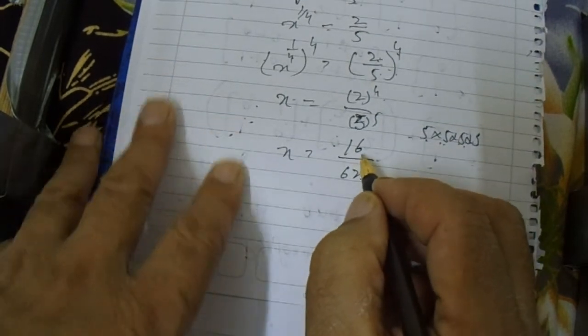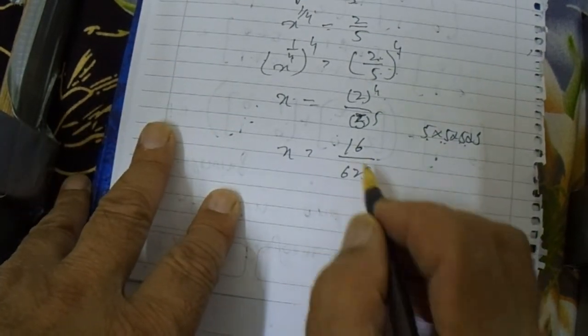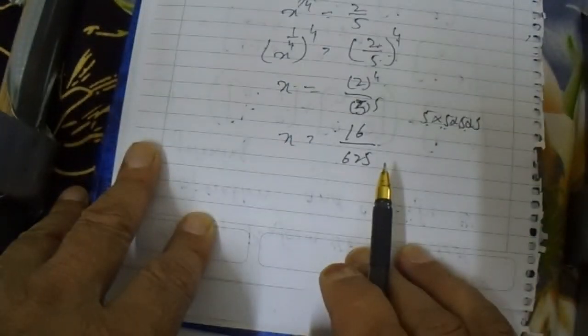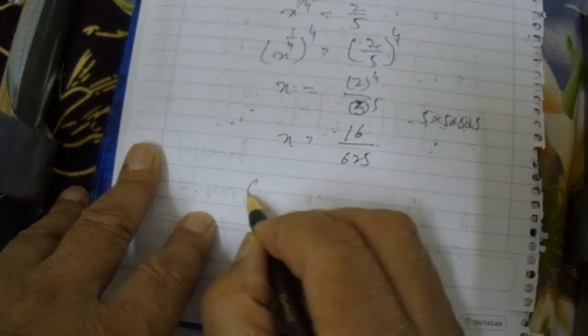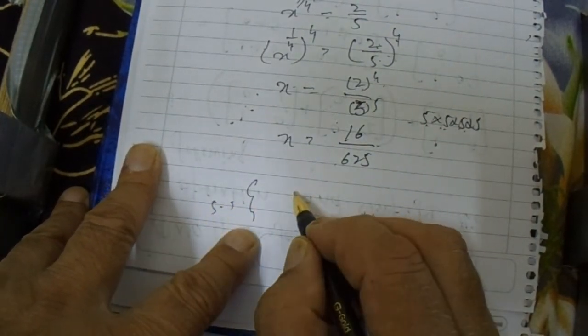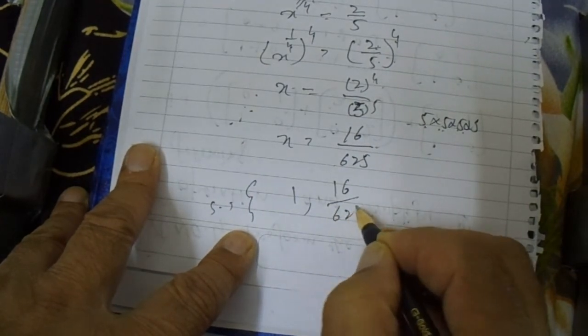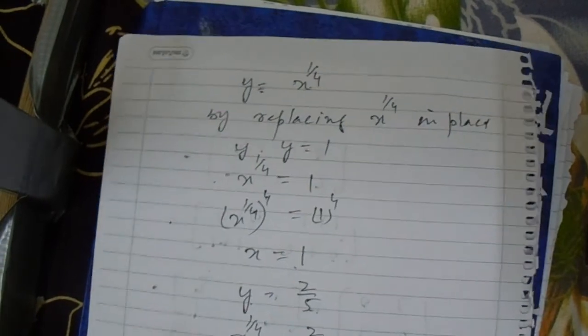Now we have two solutions: x = 1 and x = 16/625. We write the solution set as {1, 16/625}. Now this is the solution of our question.